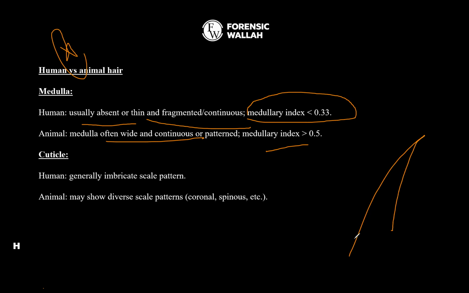When it comes to the cuticle, the outermost covering of the hair, as I told you, there are a lot of overlapping scales, and there are a lot of patterns in those overlapping scales. For humans, it is generally an imbricate pattern. For animals, there will be spinous patterns, coronal patterns, different patterns and shapes. For humans, it is mostly imbricate pattern only. Okay, so that is about your hair.